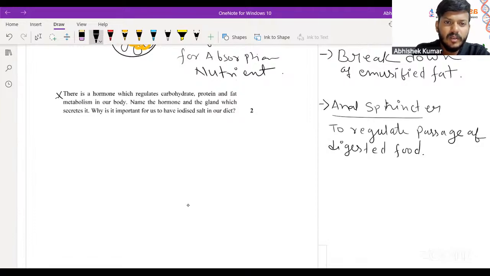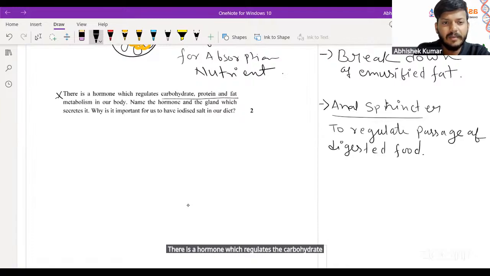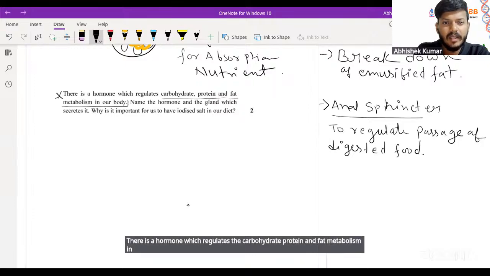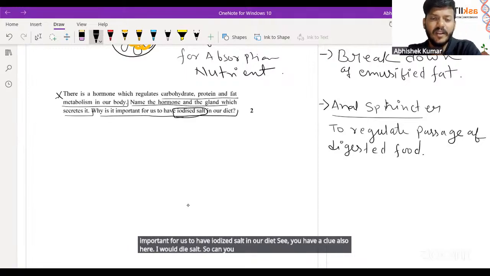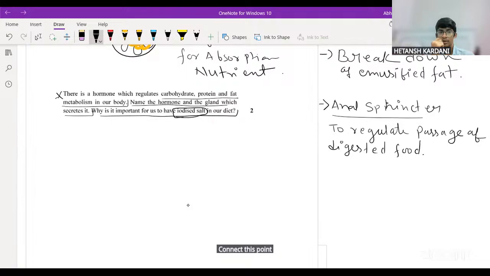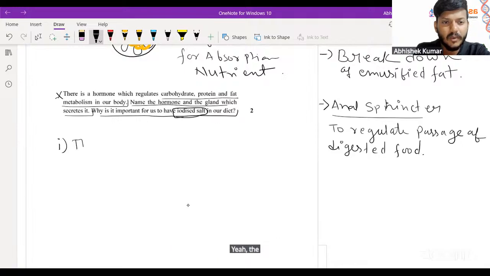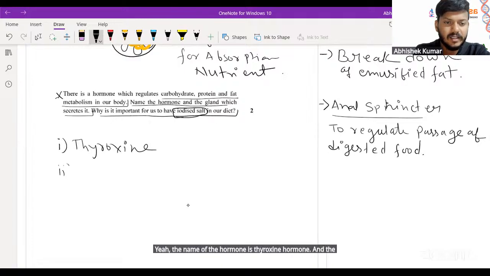There is a hormone which regulates carbohydrate, protein, and fat metabolism in our body. Name the hormone and the gland which secretes it, and why it is important for us to have iodized salt in our diet. See, you have a clue here, iodized salt. So can you connect this point? The hormone is thyroxine and the gland is the thyroid gland.